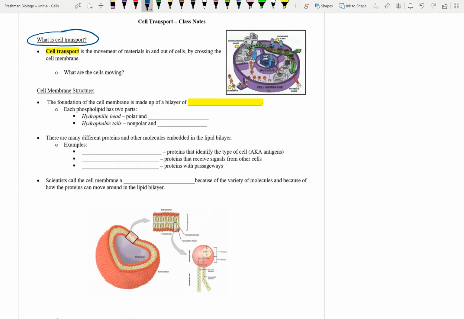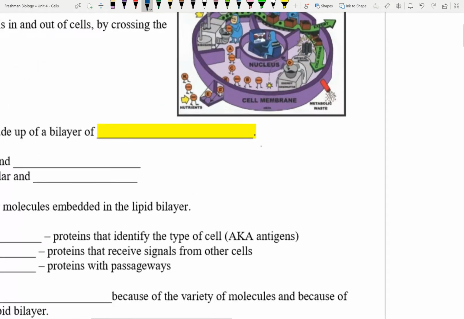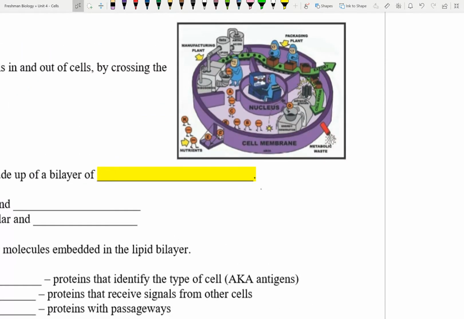And just to start off with, let's answer this question of what are the cells moving? And to think about that, I want to look at this picture that compares the cell to a factory. Let's imagine that our cell, we're comparing it to, say, a cell phone factory. In order to make cell phones, it is going to need to bring materials into the factory. It's going to need to bring in plastic and metal.